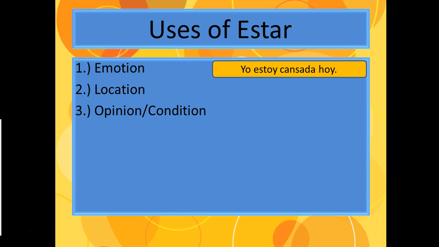So all locations will always be estar unless it's an event. Mi tarea está en mi mochila. My homework is in my backpack. That's the location of my homework. We use estar. Even locations that don't change will use estar. So if I say Chicago is in Illinois, Chicago will always be in Illinois. That's not going to change. However, we still use estar. We don't use ser. Chicago está en Illinois.